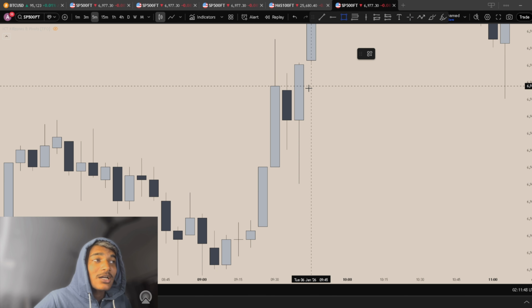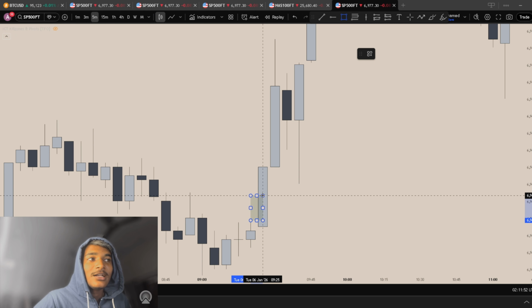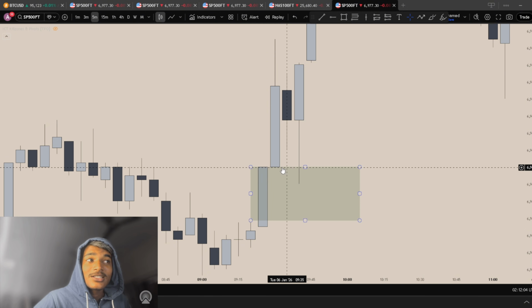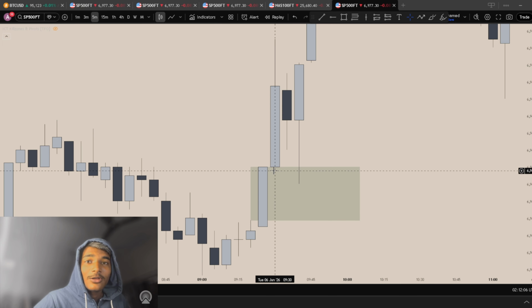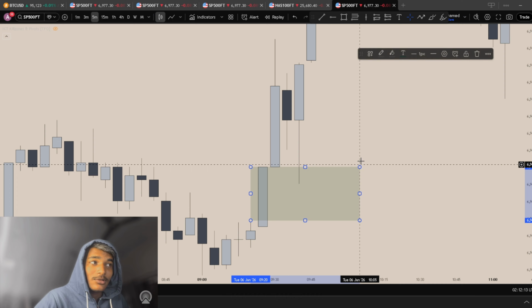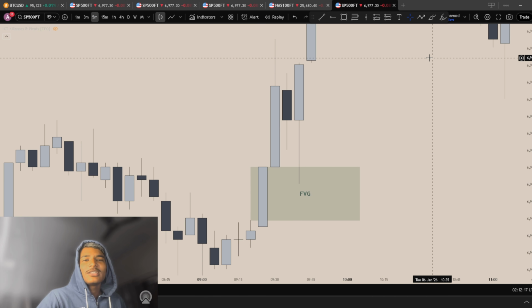So I'm going to mark the wick of the first candle and the wick of the third candle. There is no wick here, and if there is no wick, then just take the body. So this is an imbalance, and if we extend it, this is a fair value gap. The market is moving up, so this is a bullish fair value gap. You can see how easy it is to mark fair value gaps.